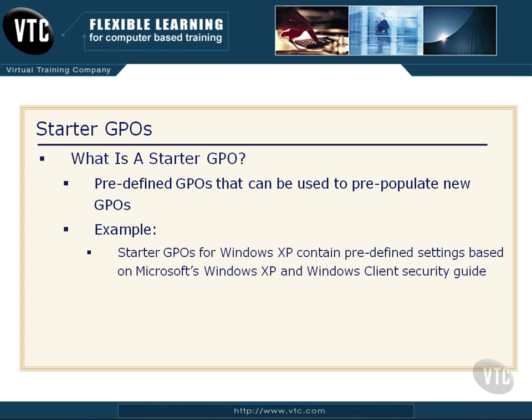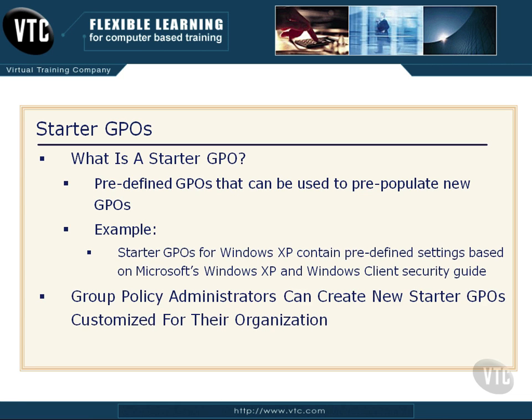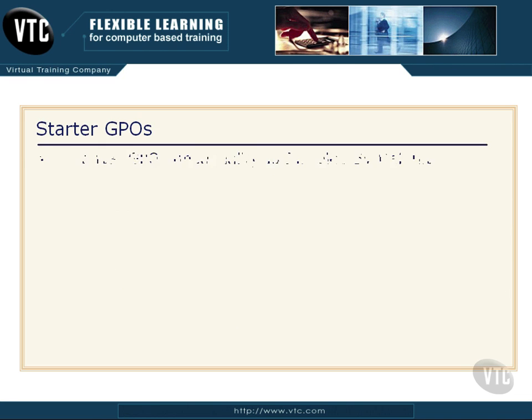The Starter GPOs that are included for Windows XP contain predefined settings based on Microsoft's Windows XP and Windows Client Security Guide. So if you're concerned about security, these Starter GPOs will get you a very good base of security settings in a GPO, and then you can tweak them based on the particular needs of your network, environment, users, all those sorts of things. Now, group policy administrators can create new Starter GPOs customized for your organization, and then, of course, tweak those, save them out there, and then future GPOs that they create can be based on those Starter GPOs that they created.